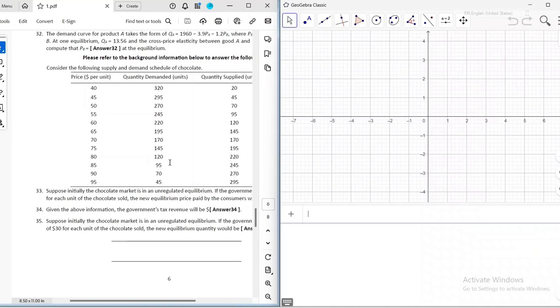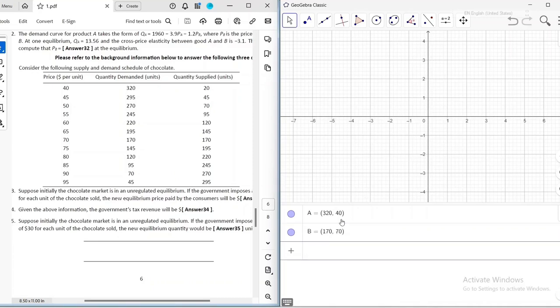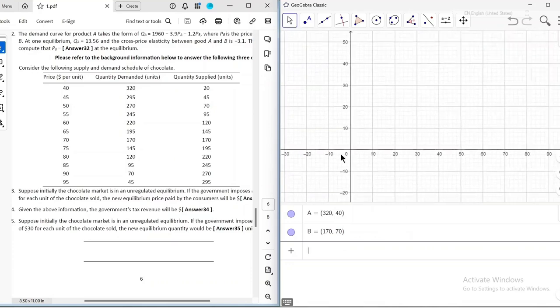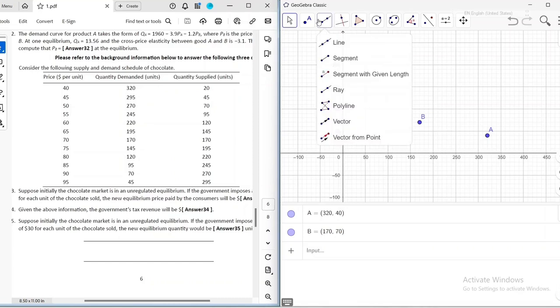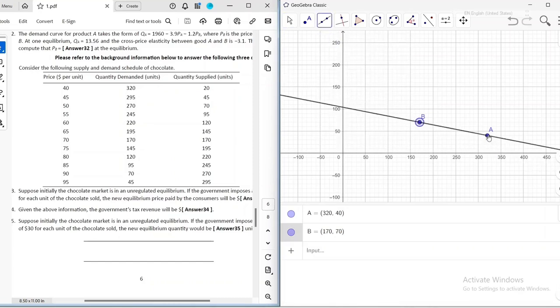Now let's plot a few points so that we can obtain the demand and supply curve. So let's plot the first point, 320, 40, and I'll choose one point that is equilibrium. Okay, so 170, 70. So let me see where the points are. Okay, so these 2 points form a demand curve.